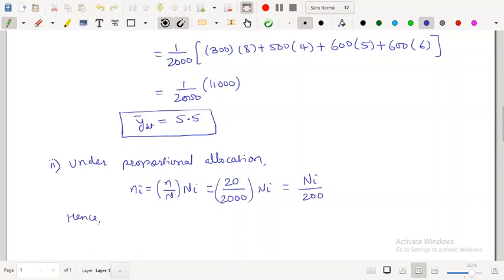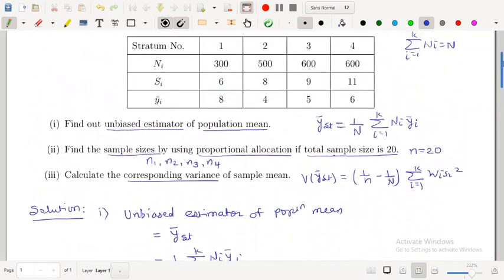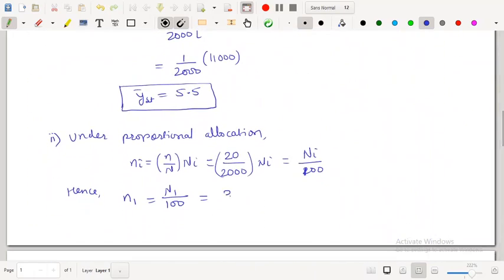Hence, if you want to find n1, then put i equal to 1 here. So this will be capital N1 upon 100, not 200, it is 100 here. So small n1 is capital N1 upon 100. Capital N1 given in the table is 300. So 300 divided by 100 will be 3.